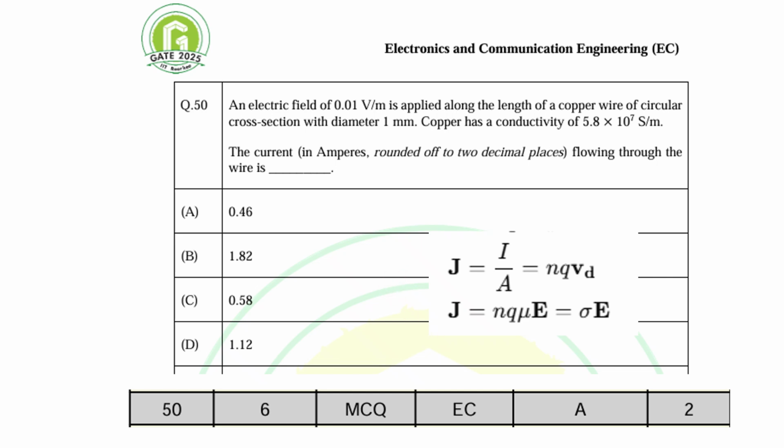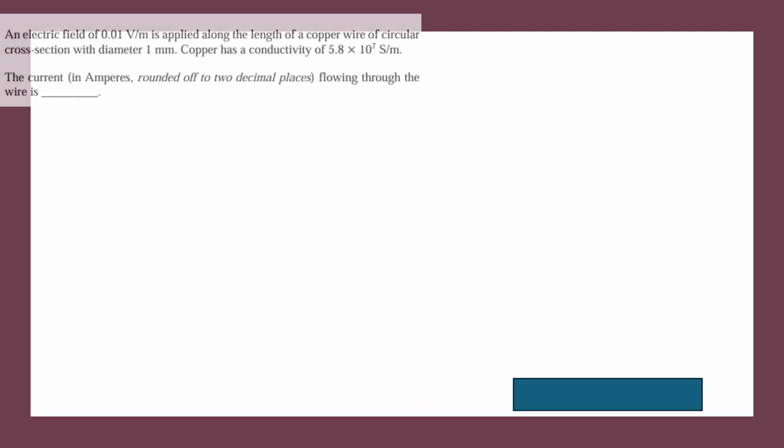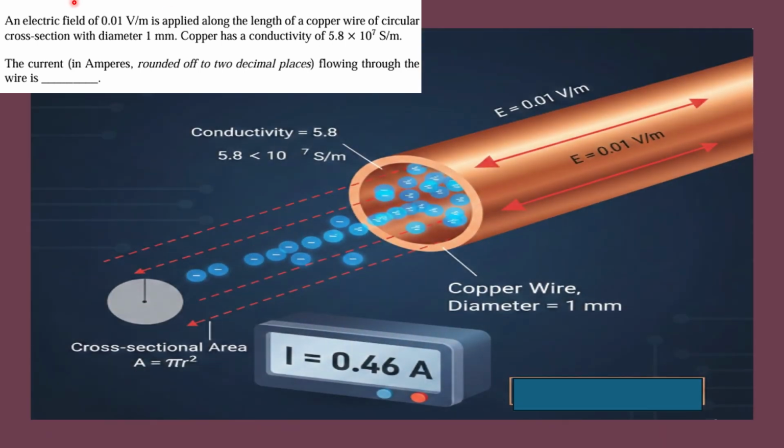So now let's dive into the drift current. How can we find it? What is the question? The question is: an electric field of 0.01 volt per meter has been applied. Suppose this is a copper wire and the electric field is applied due to some external voltage. The value of the electric field is 0.01. The diameter is already given, so from the diameter we can find the cross-sectional area. Since the wire is circular, area is equal to pi r square, and r will be diameter by 2. So you can find out the area.